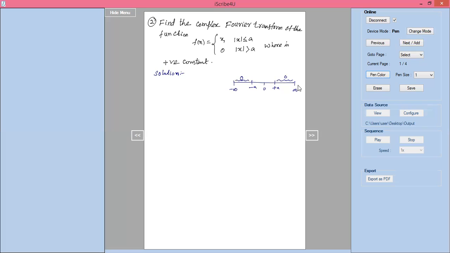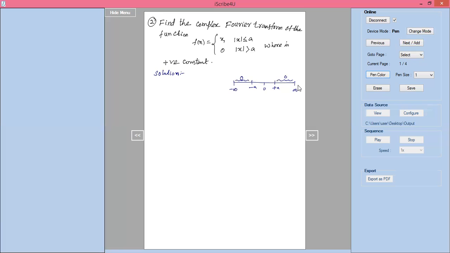here they didn't ask any proof, only they asked to find the complex Fourier transform. In the previous problem, they asked to find the value of the integration of 0 to infinity sin x by x, like that they asked. Here they didn't ask anything, so we are not going to use the inverse Fourier transform formula here. Only the Fourier transform formula we will use here.